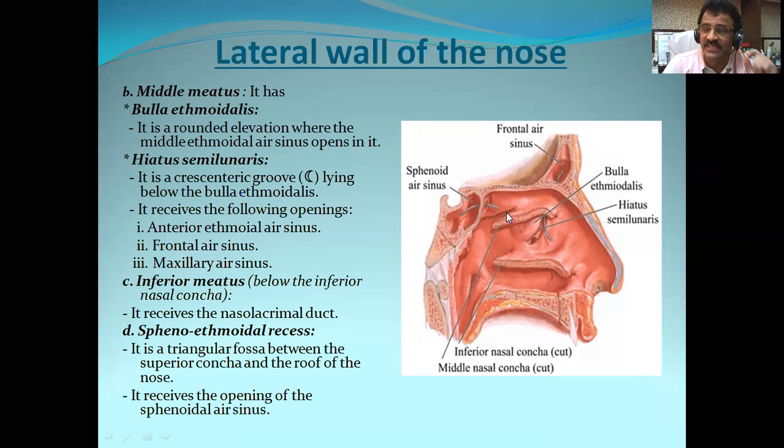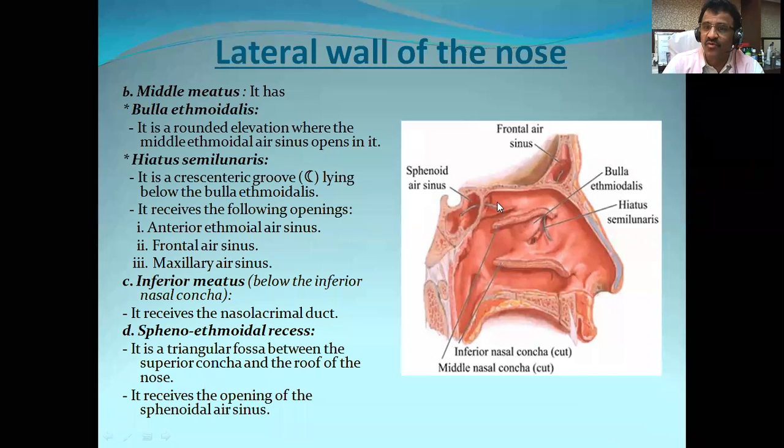You should be able to say all this properly. So now we have come to the middle meatus. In the middle meatus, on the bulla ethmoidalis, there is opening of middle ethmoidal air sinus. Now in the hiatus semilunaris, there is opening of anterior ethmoidal air sinus, frontal air sinus, and maxillary air sinus.